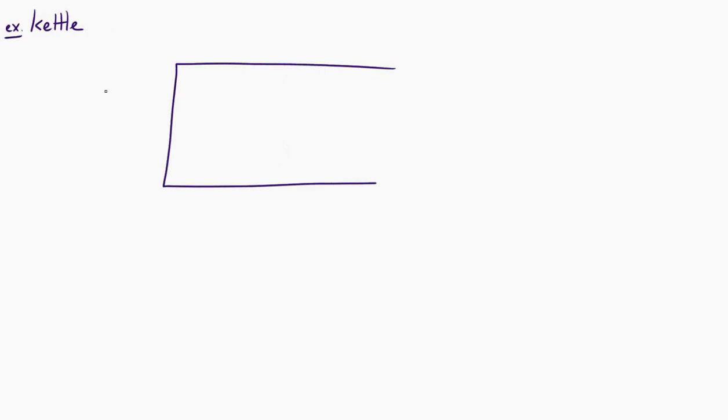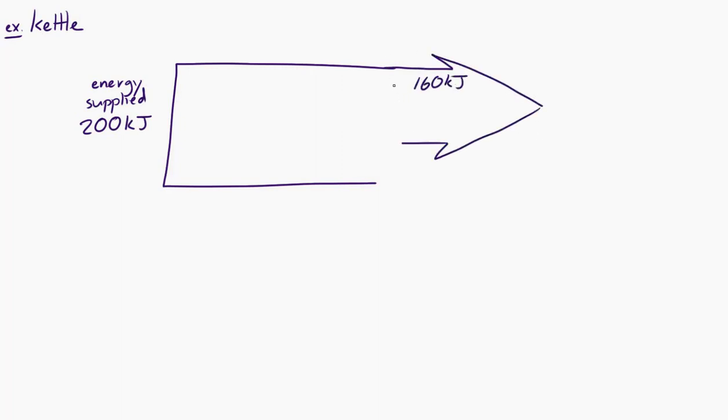Let's say we have a kettle that's heating some water for us. Let's say that we supply 200 kilojoules of energy to the kettle, and 160 kilojoules goes into heating the water, and then 40 kilojoules is lost to the surroundings. So the Sankey diagram for that would look something like this.